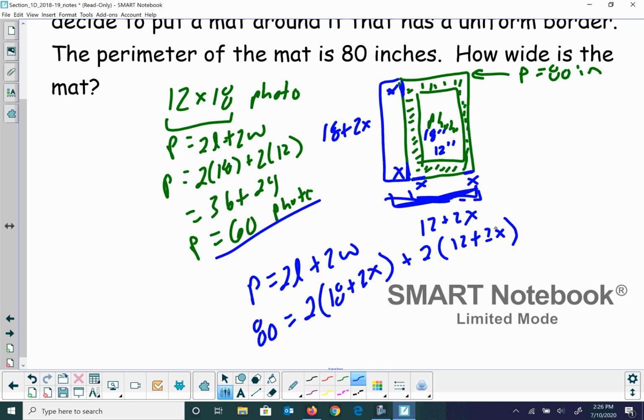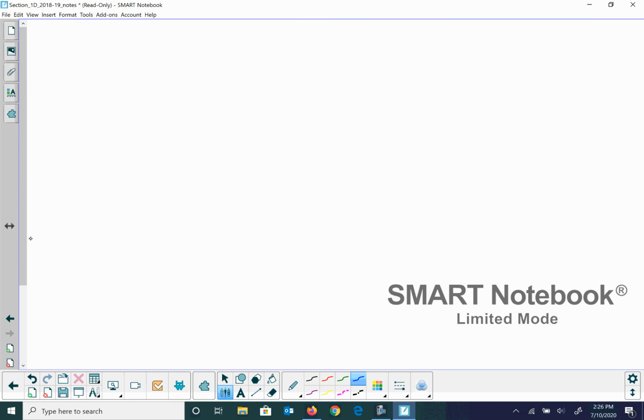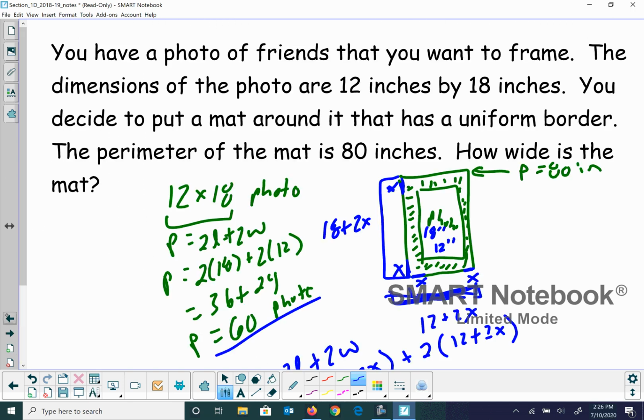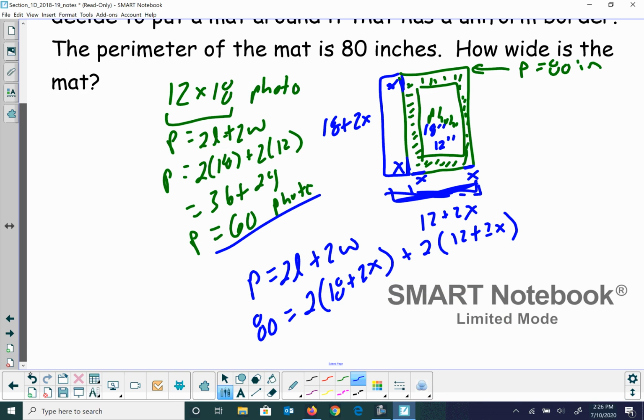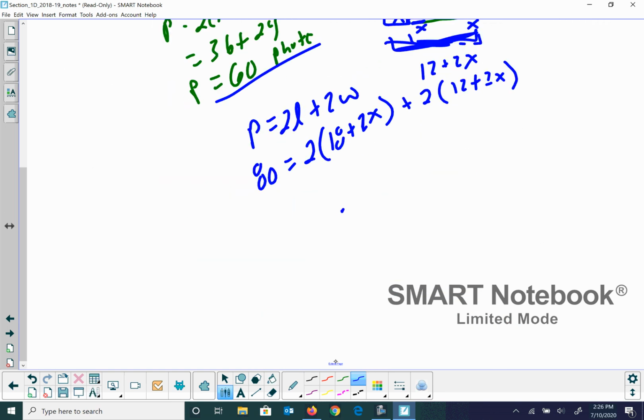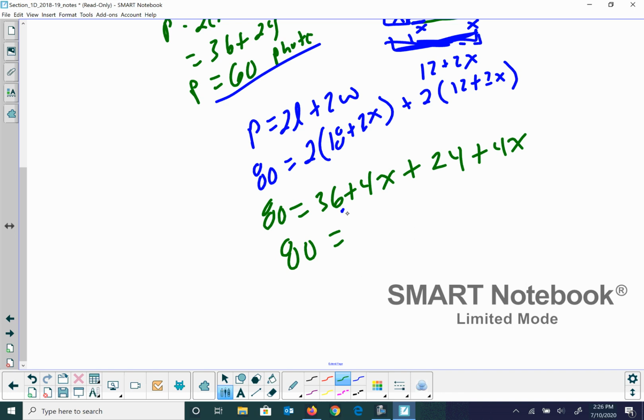Okay, a couple ways I could walk through this problem. I could, oops, what happened here? Gotta go back. Just trying to extend my page. So if I wanted to, I could distribute the 2 over, no problems. And that might be the easiest way to see it. So 36 plus 4x plus 24 plus 4x. Combine like terms. 36 plus 24 is 60. Hey, that's the perimeter of our photo. 4x plus 4x is 8x.